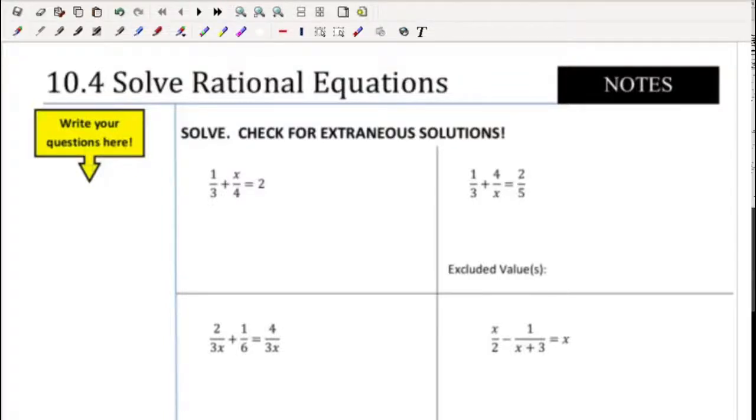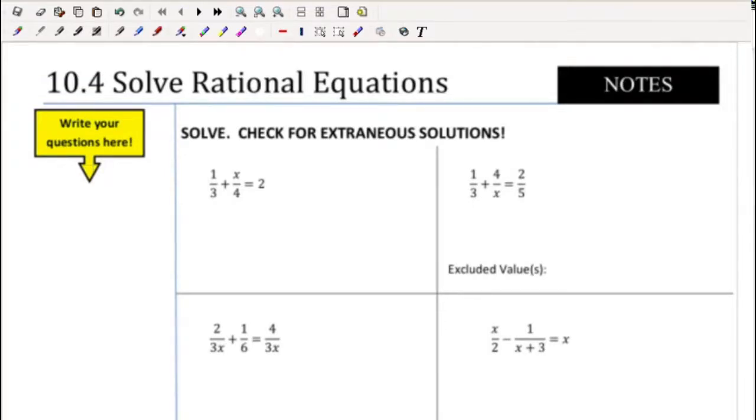The last section in this unit is on solving rational equations. Just like solving any kind of equation, the goal is to find out what x equals that would make the two sides of the equation equal to each other, make the equation true. The difference with rational equations, that we have to be careful with and that's not always true of other equations, is that sometimes we can get solutions that are not really solutions.